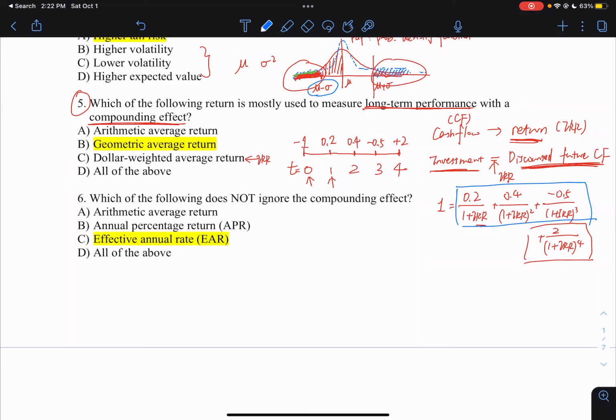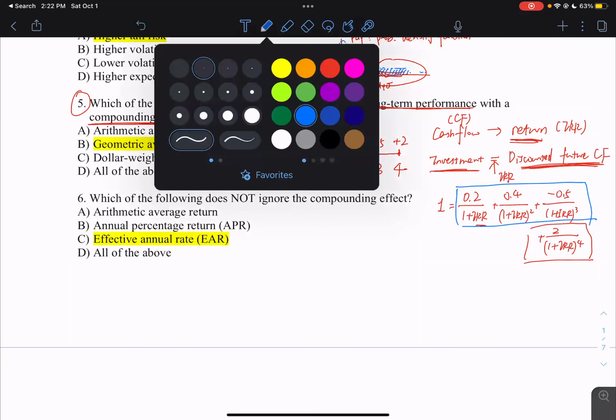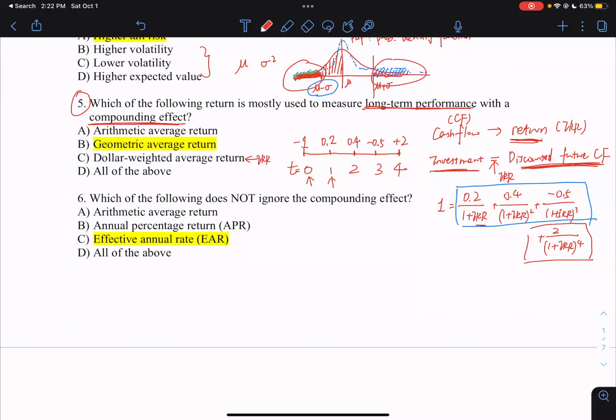Okay, I will not solve it here. It's just a hypothetical problem, and I believe you should learn it from the corporate finance class. Any questions? No. Good. Okay, let's go to question 7.